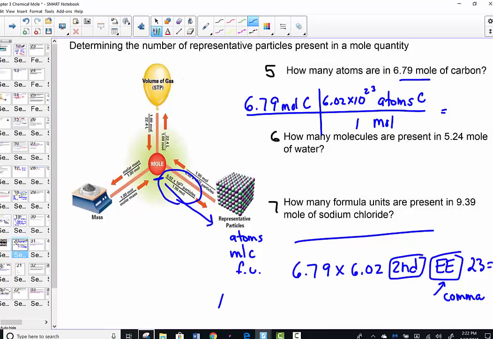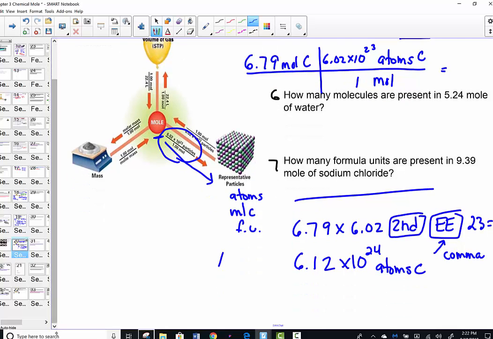That's my key sequence. It may or may not match yours if you have a different brand. So let's hit that and see if we get a common answer. 6.79 times 6.02, second function EE, 23. My screen reads 6.1, and I'll just round to, times 10 to the 24th atoms of carbon. Oh, I hit a 9 and not a 6. Dang it.